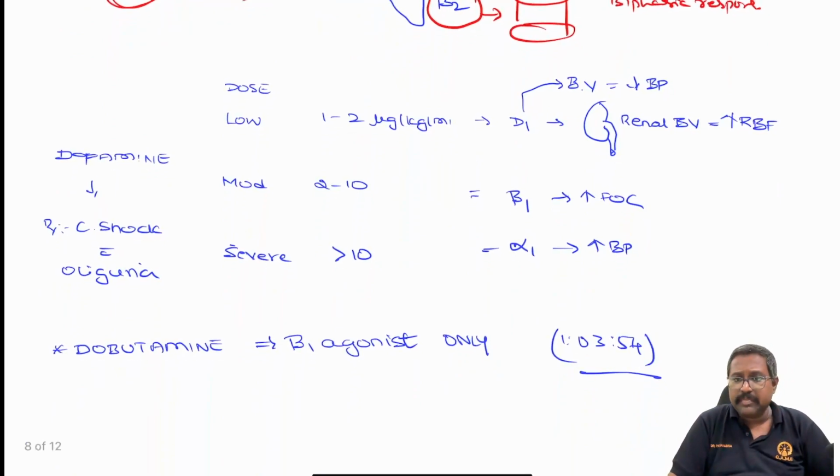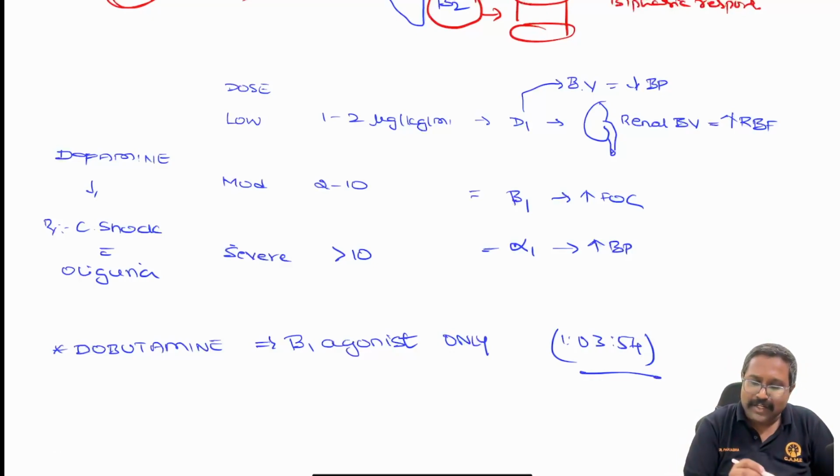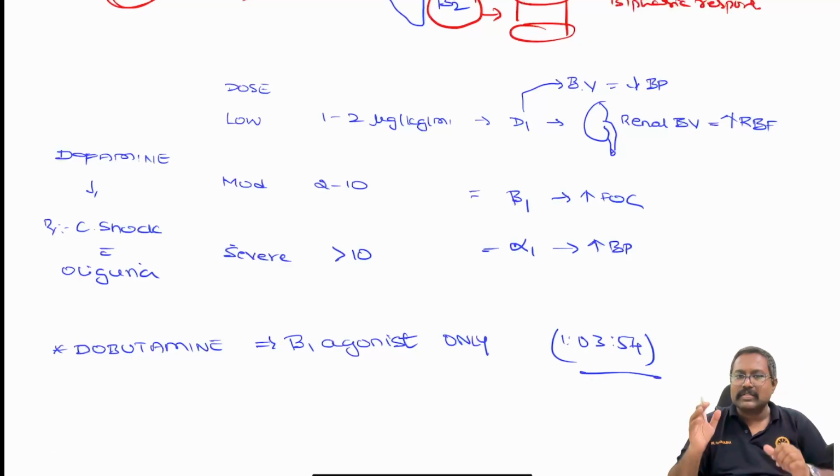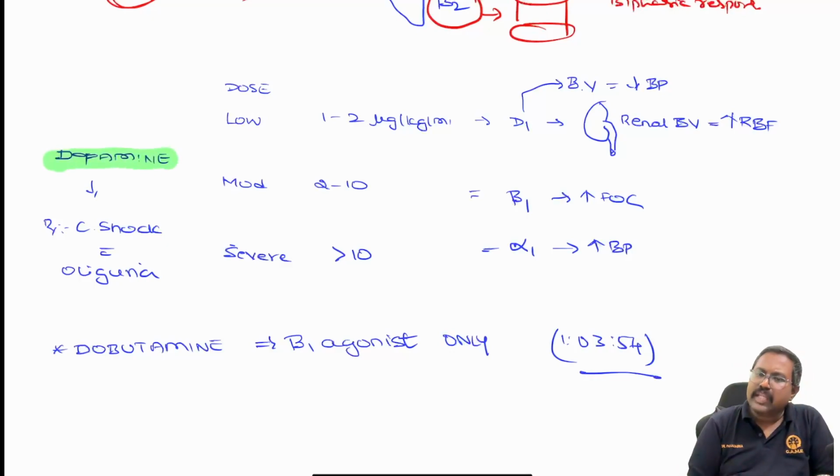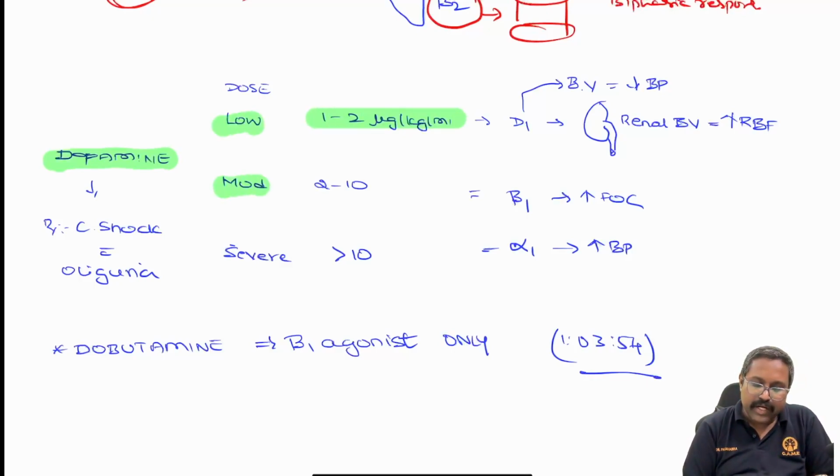So next, coming to dopamine. Again, with dopamine you need to remember the dose dependent actions. Let us understand; this is very important and very easy to remember. Dopamine basically has three dose dependent actions: low dose is 1 to 2 microgram per kg, moderate dose is 2 to 10, and high dose is more than 10. At low dose it acts only on the D1 receptor.